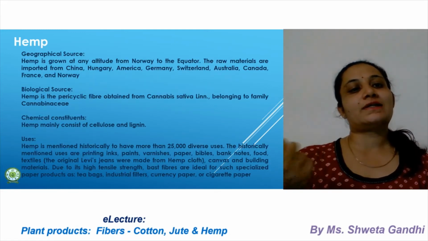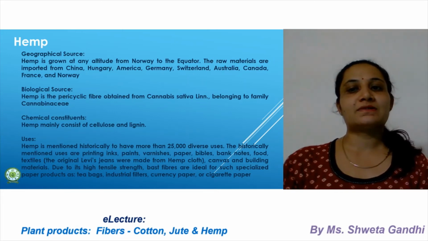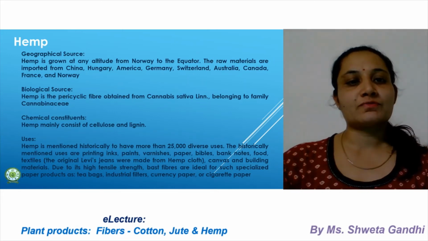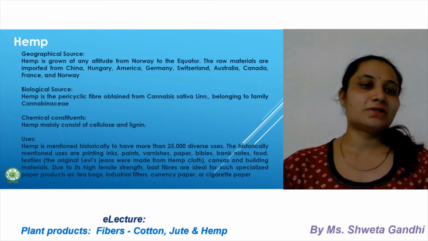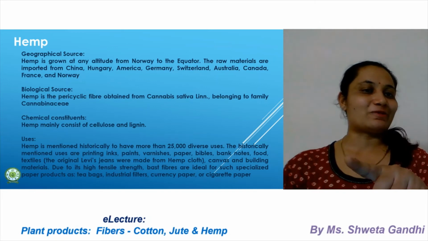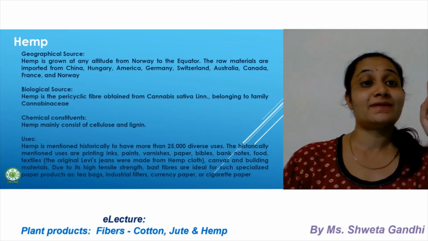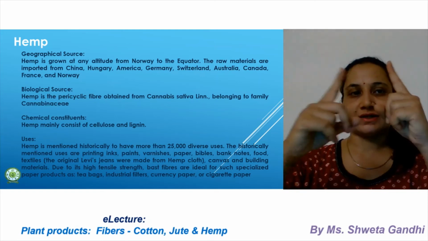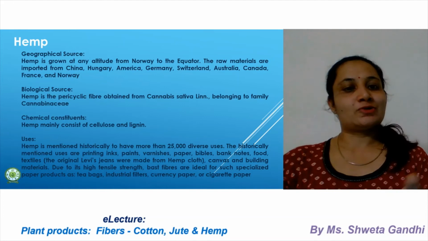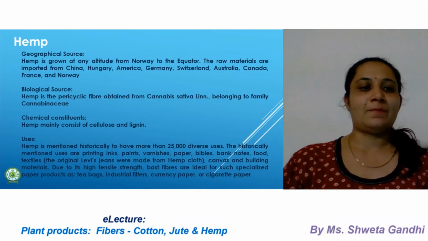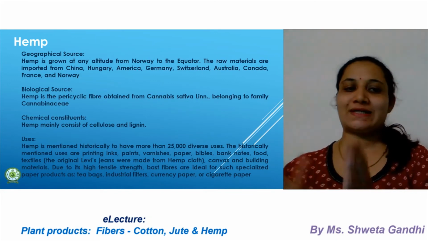Next, the natural category in plant products is hemp. The geographical source of hemp is raw material imported from China, America, Germany and Switzerland, and the biological source of hemp is the pericyclic fiber. So in pericyclic fiber, you can see the example is hemp. You can correlate there the differentiation of fiber and the name of the fiber. Its source is Cannabis sativa. The main constituents obtained in hemp are cellulose and lignin.